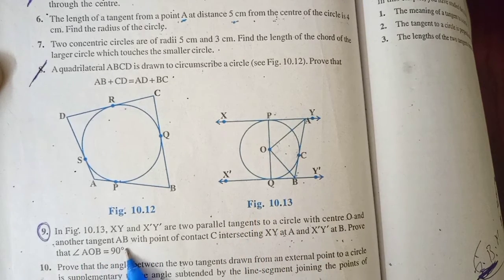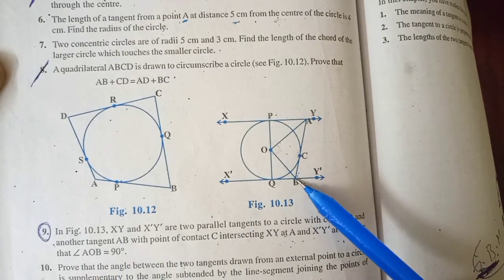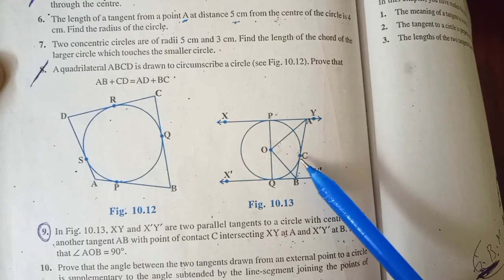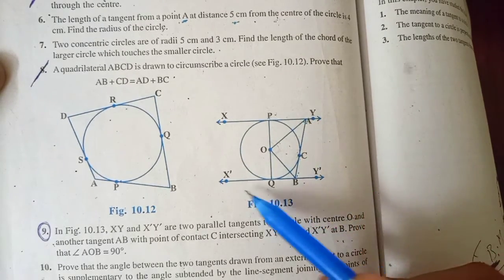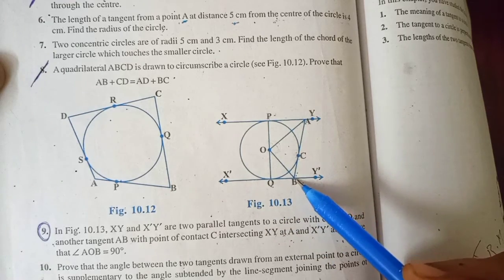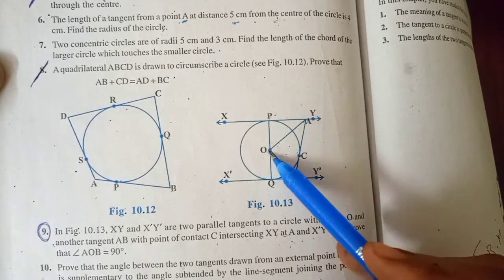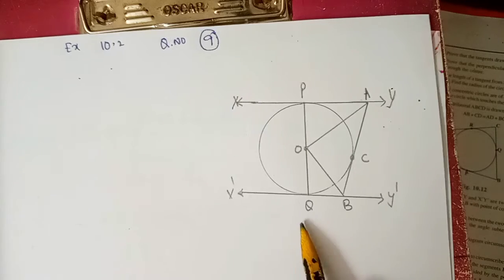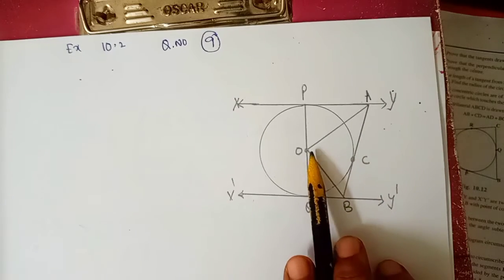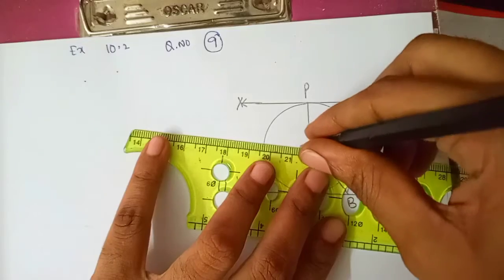And another tangent AB, this is another tangent AB with point of contact C intersecting XY at A and X'Y' at B. Prove that angle AOB is 90 degrees. Okay, this is the given figure. First join O to C.